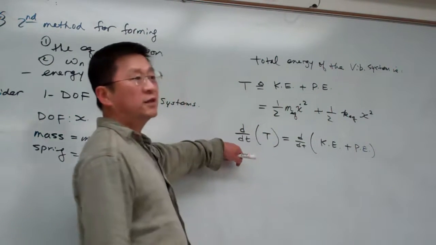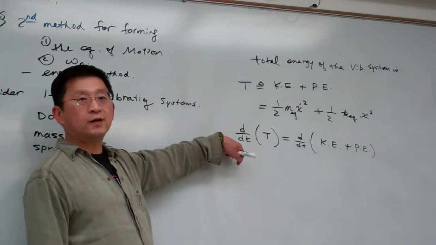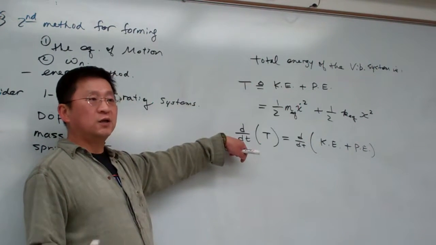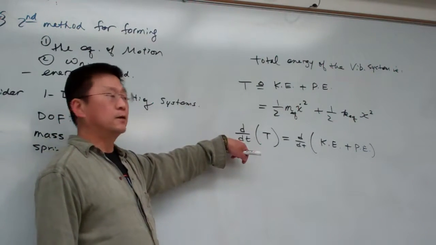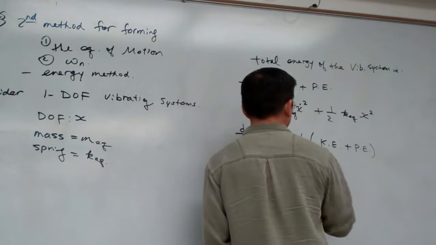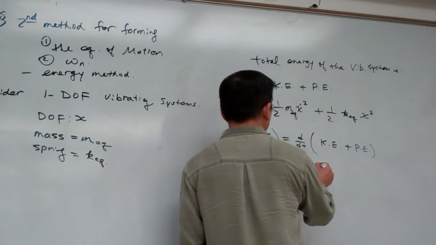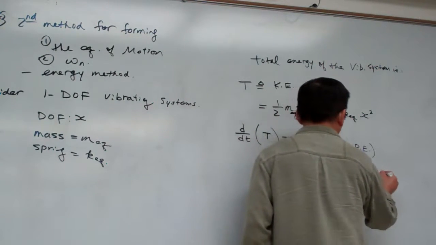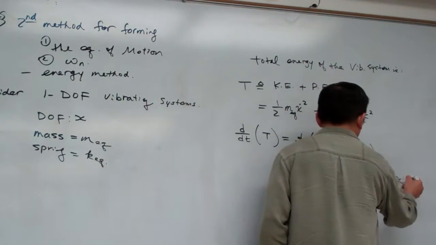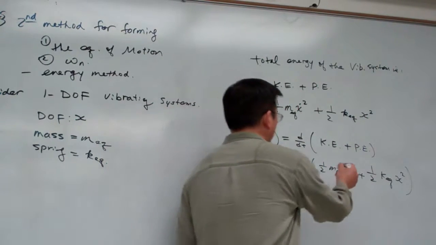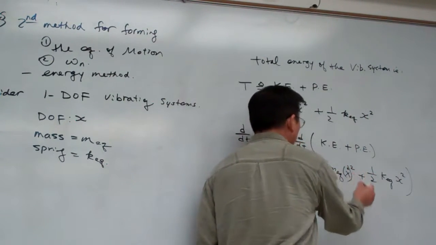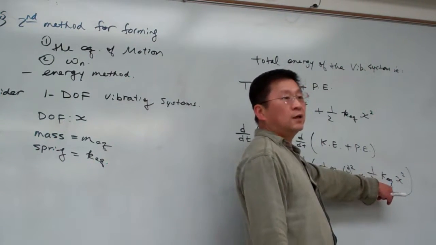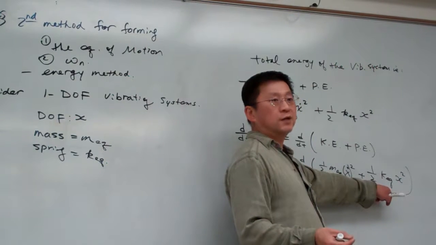Okay, so the purpose of doing that is I simply want to know the change in the total energy over time, and we see what happens. So simply it's d/dt of M_EQ x dot squared plus K_EQ x squared. Okay, that means we take the derivative on individual terms. If necessary, we need to take the chain rule as well.